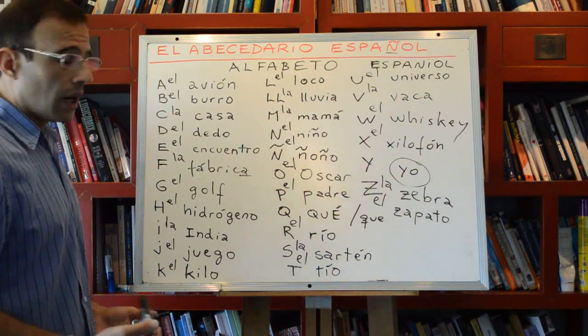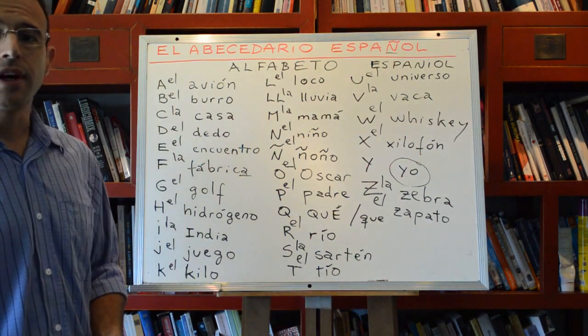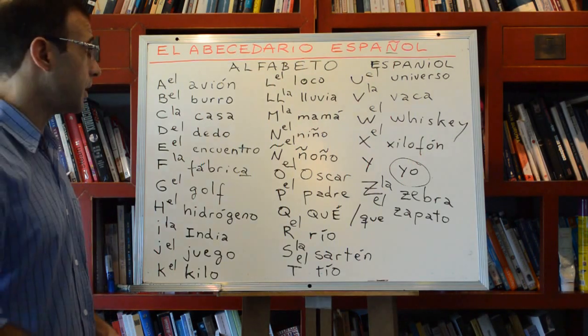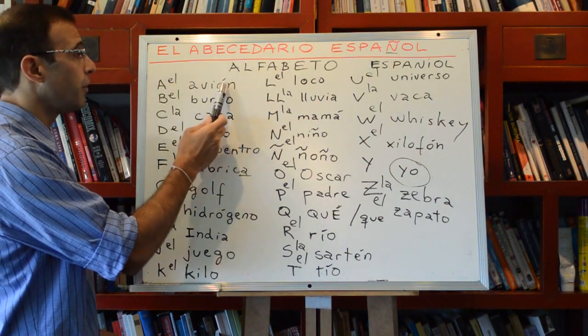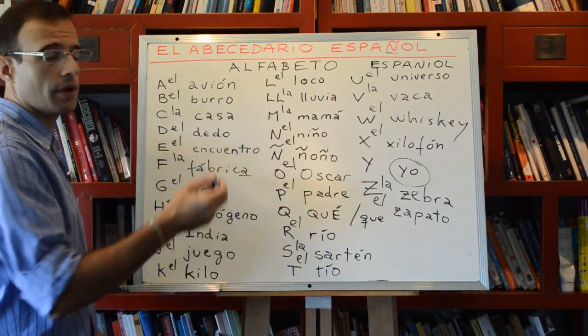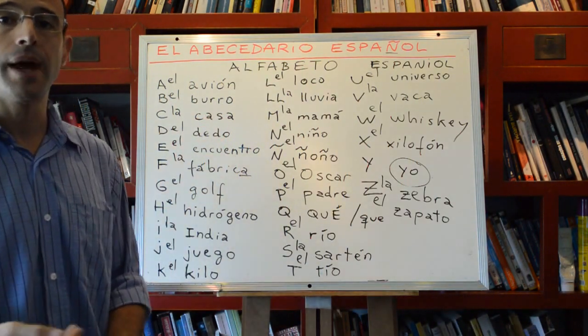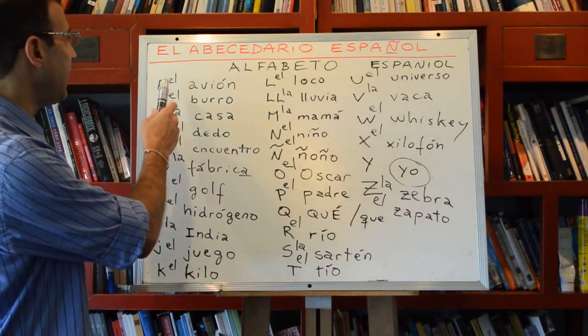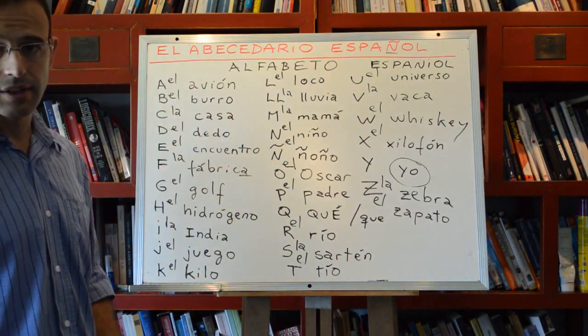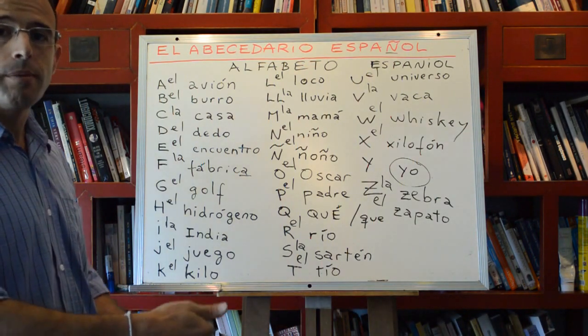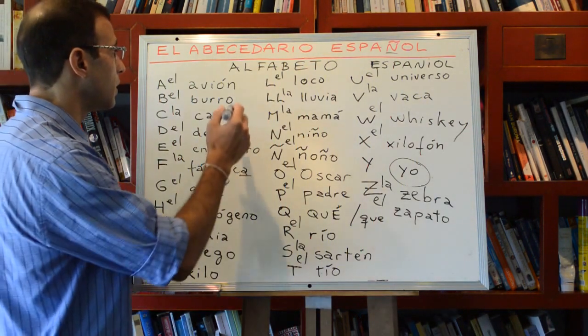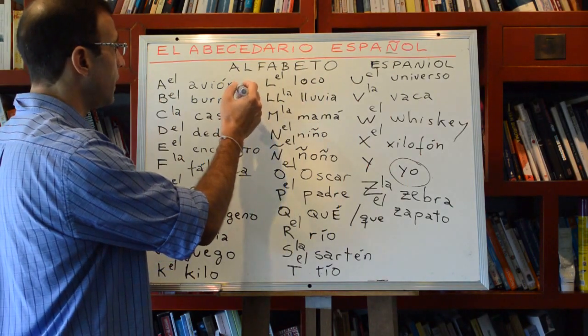So, how can we identify whether it is masculine or feminine? In this case, the vowel that comes before the letter N is an O. And this indicates that it is a masculine noun. El avión for the airplane. It is masculine. The feminine would be with A at the end.